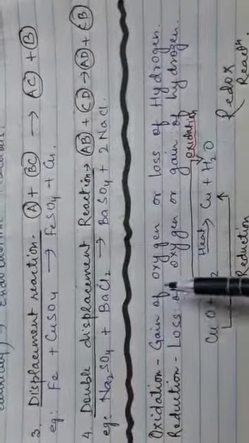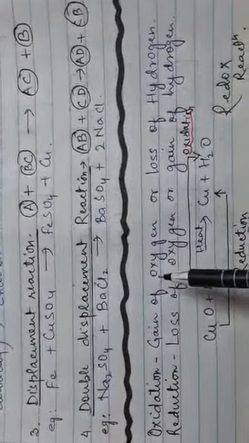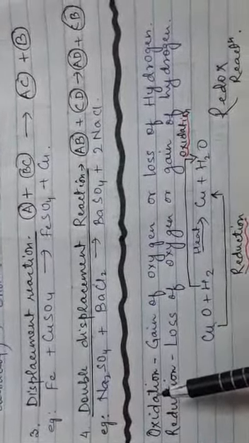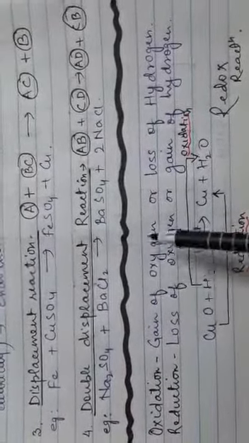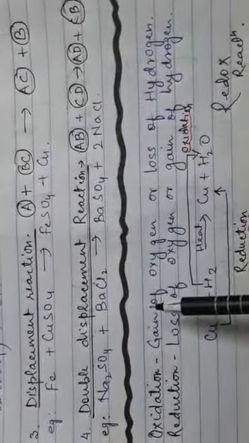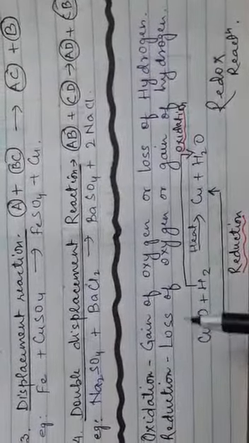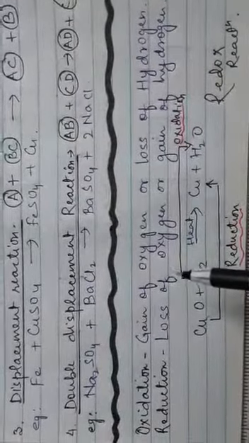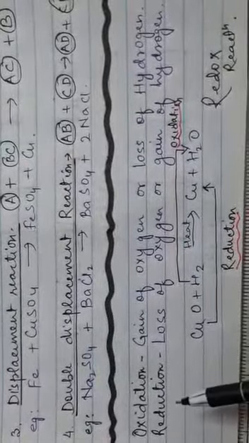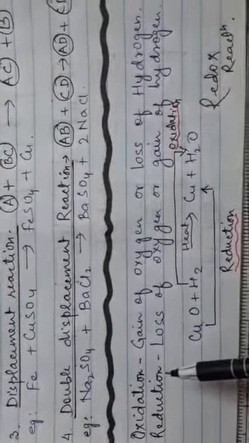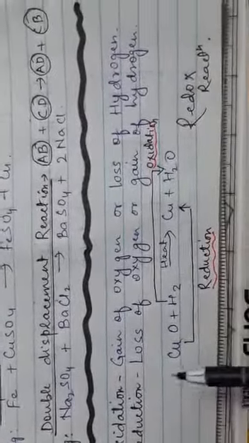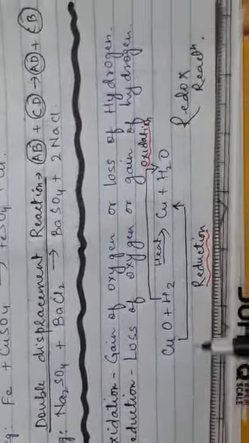When any element gains oxygen during a reaction, the process is called as oxidation and the substance is said to be oxidized, while reduction is loss of oxygen or gain of hydrogen. If any substance is losing oxygen during any reaction, it is said to be reduced and the process is called as reduction. Now you can see this example.